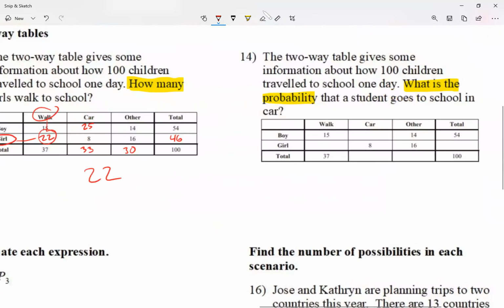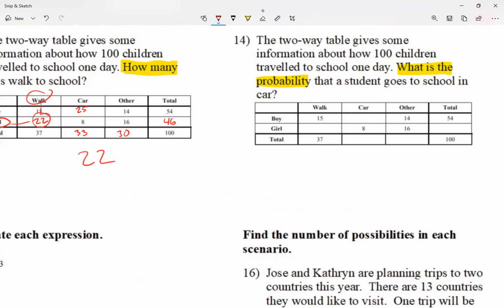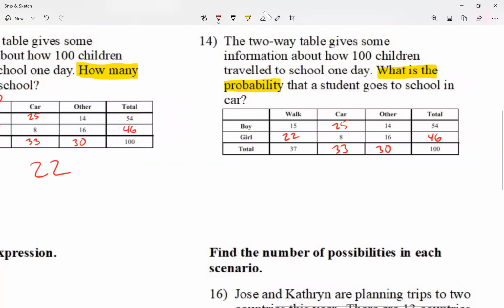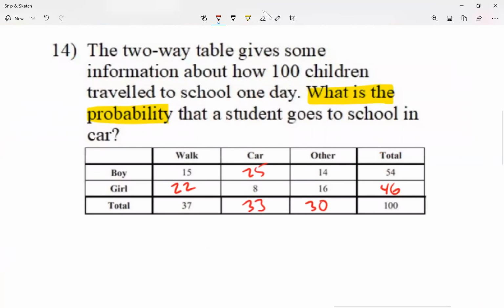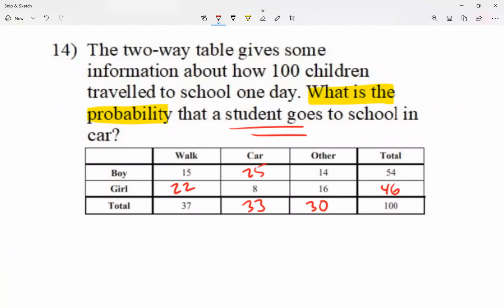Now for question 14, let me just copy the same table that I have. So 22, 25, 33, 30, and 46. Now here it is. So the two-way table gives some information about 100 children who travel to school one day. What is the probability that a student goes to school in a car? So a student goes to school in a car. Now, because I said a student, I'm including boys and girls.